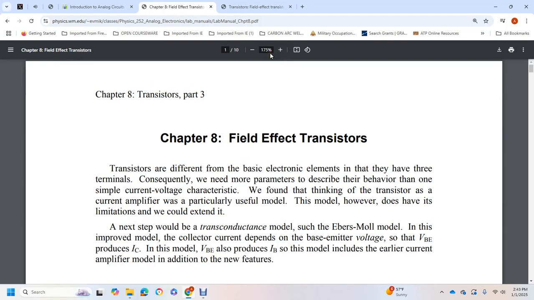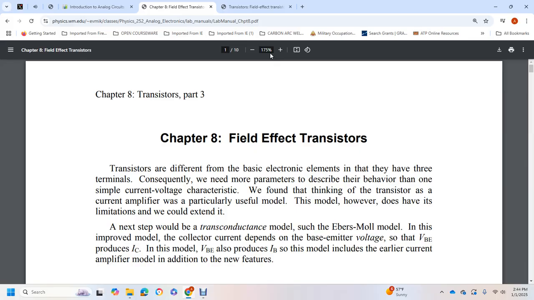Alright, Chapter 8, Field Effect Transistor. The basic electronic elements we have seen have three terminals, and consequently we need more parameters because of the behavior of the simple current-voltage characteristic. We found that thinking of the transistor as a current amplifier is a particularly useful model, but it does have its limitations, and we can extend it. The next step is the transconductance model, the Ebers-Moll model. This improved the model.